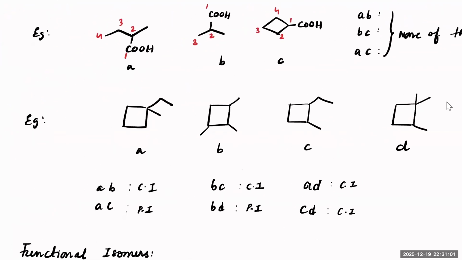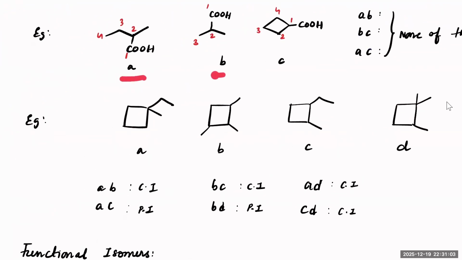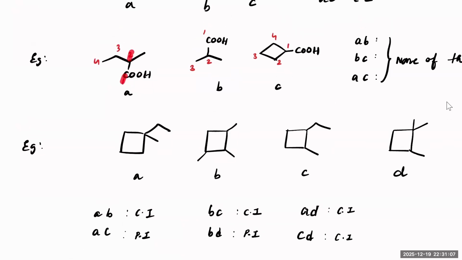Next, notice this example A, B, C. Here 1, 2, 3, 4. 1, 2, 3. 1, 2, 3, 4. This is straight chain. This is straight chain. This is cyclic. But one thing, have you noticed?